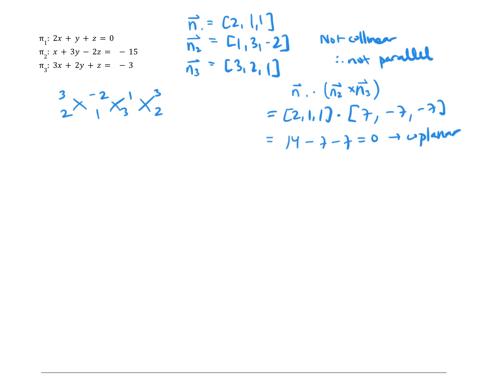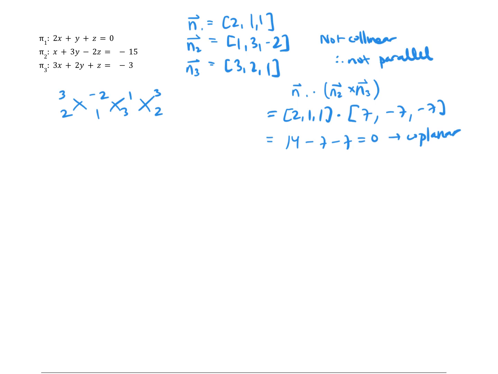This means we either have a common line of intersection between all three planes, so it looks like that revolving door scenario, or we have an inconsistent system where the three planes form a triangular prism and there is no common line of intersection. Each pair of planes just has a line of intersection, but nothing common among all three. So we actually have to do our elimination here to see what we're going to end up with.